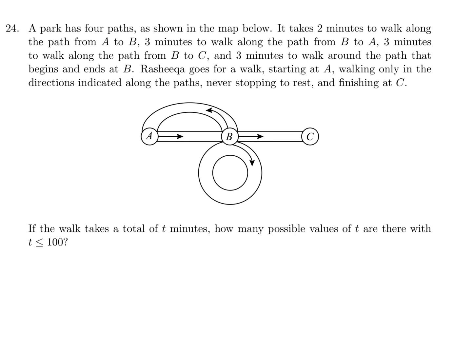Rashika goes for a walk starting at A, walking only in the directions indicated along the paths, never stopping to rest and finishing at C. If the walk takes a total of t minutes, how many possible values of t are there with t less than or equal to 100?